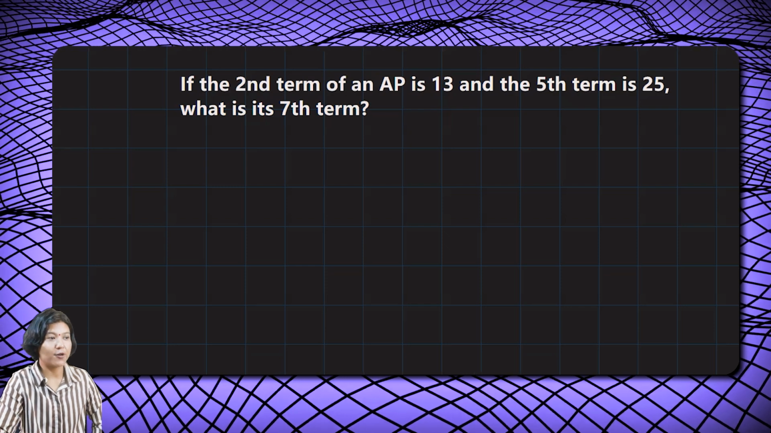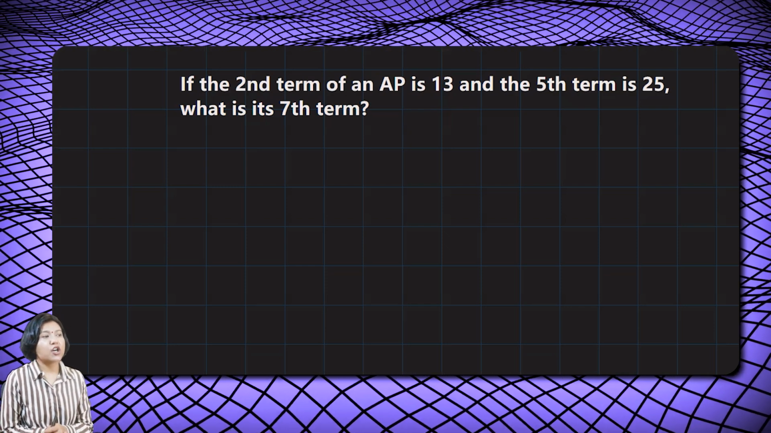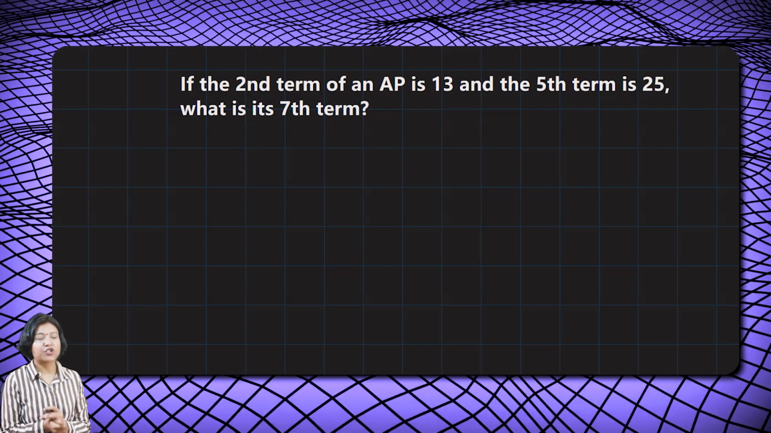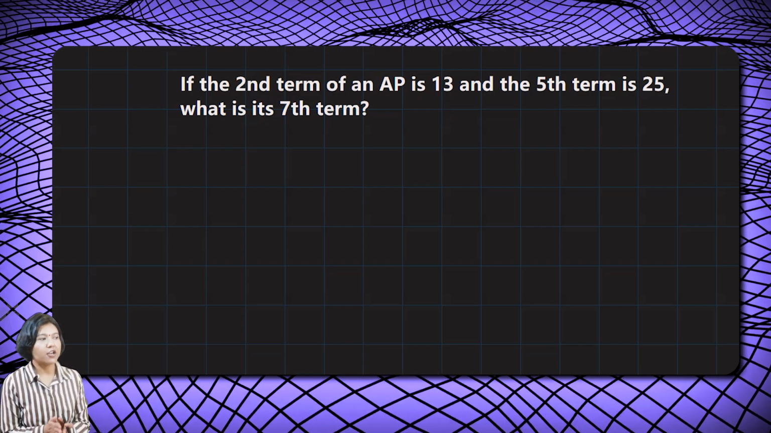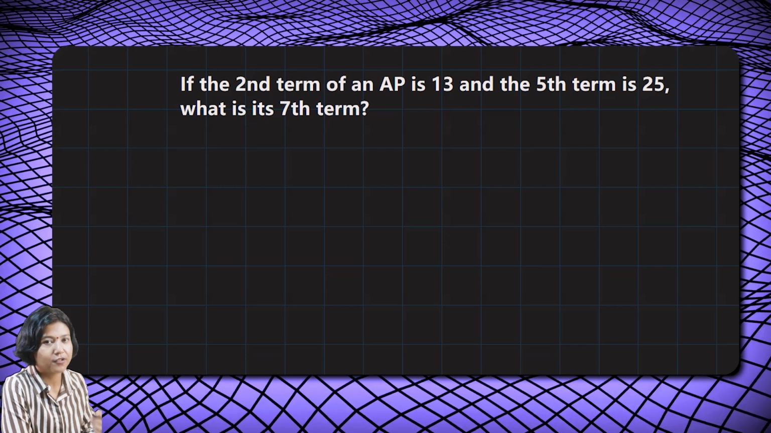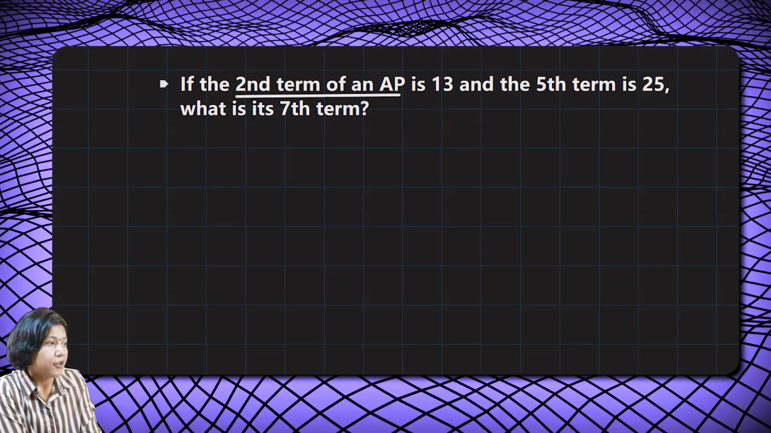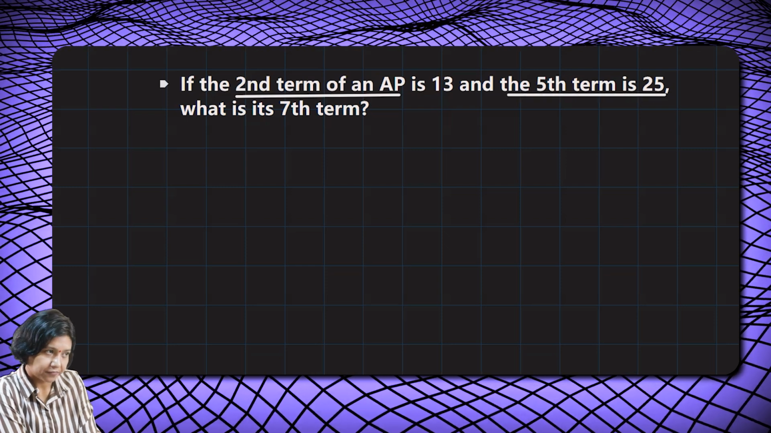Let's have a look at one more question, which is based on finding the terms. If the second term of an AP is 13 and fifth term is 25, what is its seventh term? So now you don't know the sequence here. You don't know the arithmetic progression. You just know that the second term has been given to you. Fifth term has been given to you.